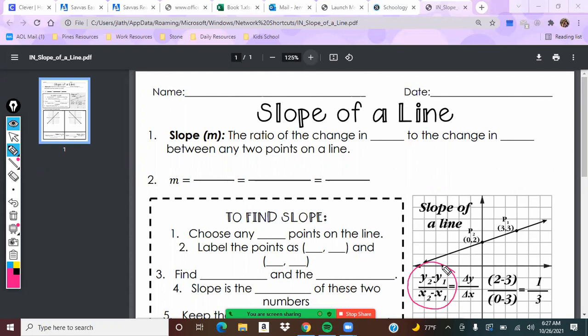The slope of a line, when you find it, will always be or should always be a fraction. We'll talk about the exceptions a little bit later on. We don't need to worry about that right now. But when you are finding the slope of a line, if you do not get a fraction as an answer, then it's indicating that something else is going on there.